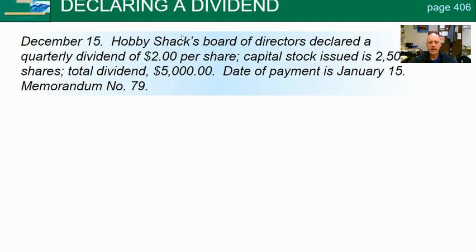So the board of directors has to declare a dividend. And they'll usually declare it and then wait a month and then pay it. So this company called Hobby Shack has a board of directors, and they declared that every 3 months they're going to pay a dividend. Well, in this 3-month chunk of time, they're going to pay out a $2 per share dividend. They had issued a total of $2,500 in capital stock in the past, so 2,500 times 2. They're saying, hey, we are going to create a $5,000 liability. We're going to owe our shareholders $5,000. We're going to pay it to them, but we're going to pay it to them in a month. Give us some time to kind of get that cash together.